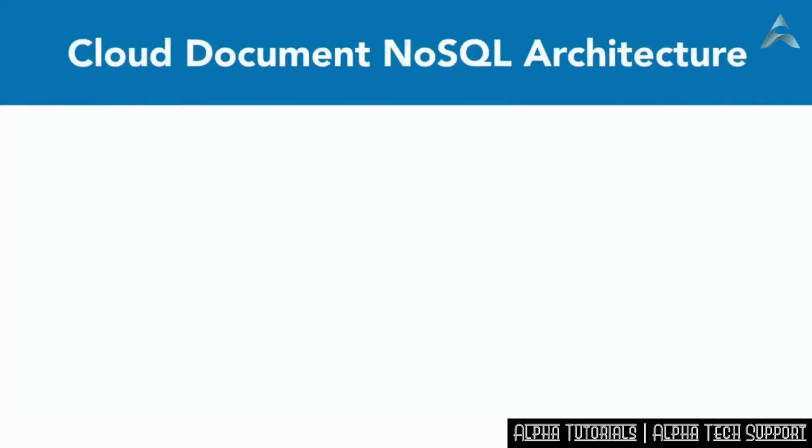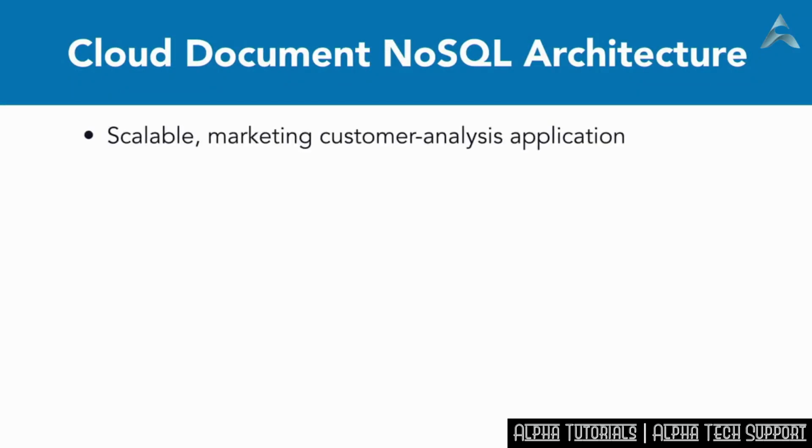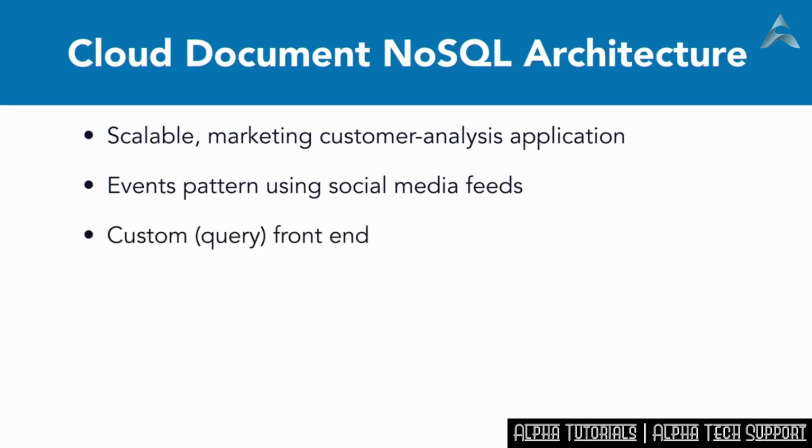In terms of looking at an architecture for a graph NoSQL database, let's evaluate using one for a scalable marketing customer analysis application. Again, we're going to have an eventing pattern. We're going to use social media feeds here. And the reason for using a graph rather than something like a document or a key value store is we do want to capture the relationships from the social media feeds. Who's friends with who, likes what. We're going to have a custom query front end and a NoSQL back end.